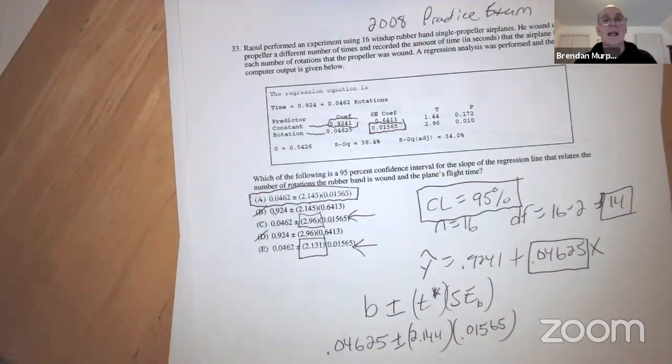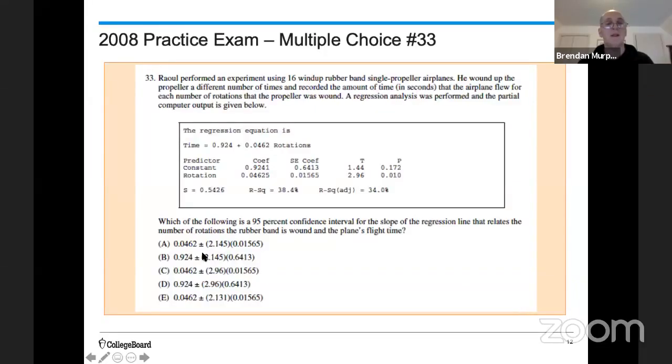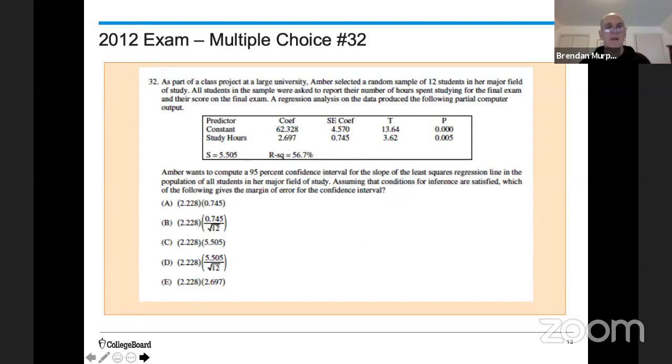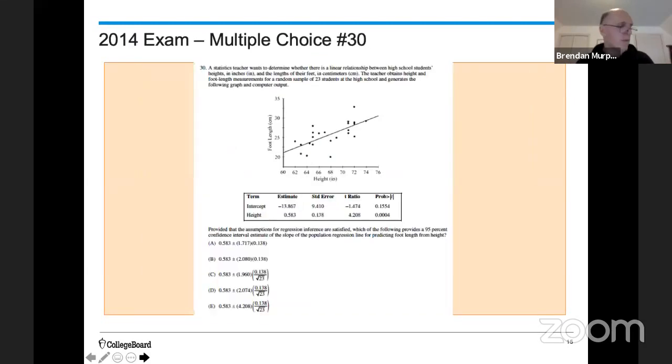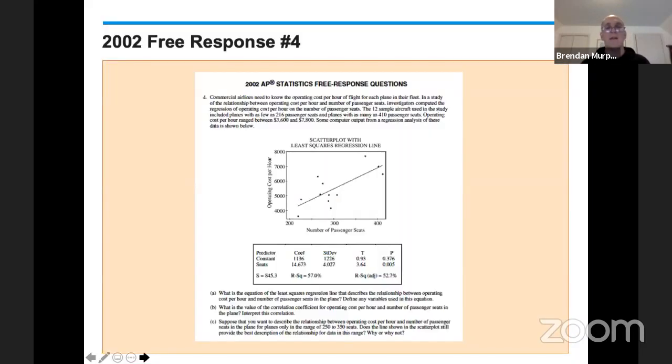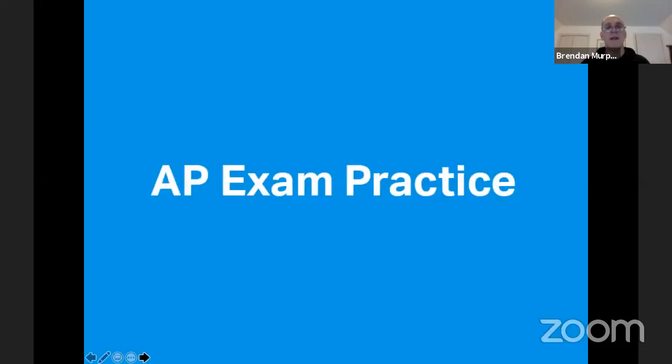So I'm watching the clock here, and boy, time flies when you're having fun, I guess, as an AP Stats teacher. There's a few more multiple choice that are basically the same thing, coming up with either the margin of error or the actual interval. So they're all similar in some ways. This was an old free response question that had to do with just the sample least squares regression line, correlation coefficient. Maybe I'll try and hit that on Friday when we do nothing but free response.